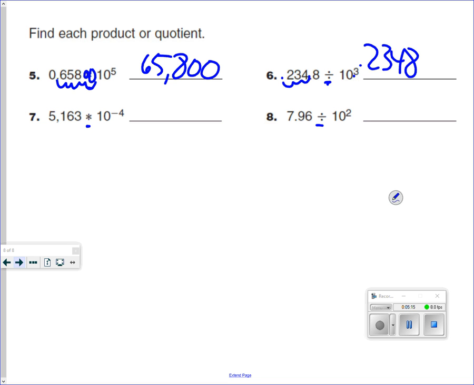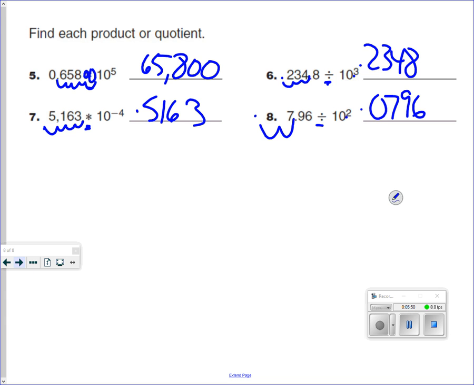2,348 10,000ths, okay? Right here I'm multiplying, I'm not dividing, so I have 5,163 times 10 to the negative 4 power. So since I'm multiplying by a negative exponent, that means my number has to get smaller. So my decimal here, I'm moving it 4 spots, 1, 2, 3, 4. So my answer is 0.5163. Over here, I'm dividing by a positive exponent. So once again, my decimal has to move 2 spots to the left to make it smaller. 1, 2. So my answer is 0.0796. Okay.